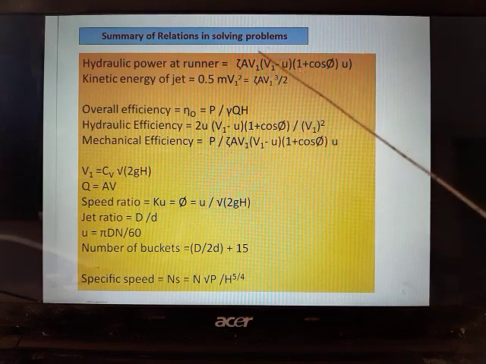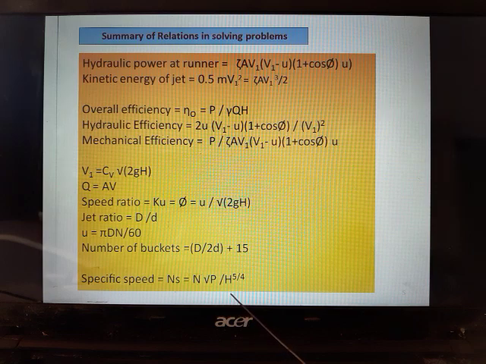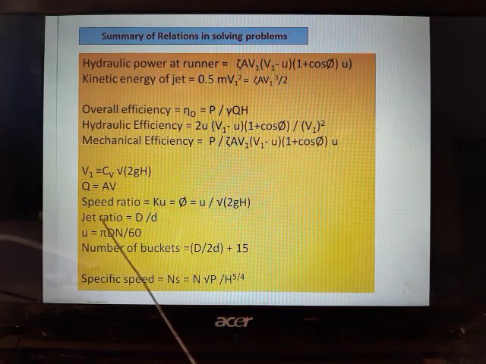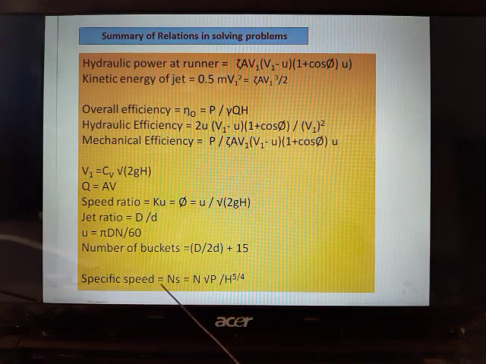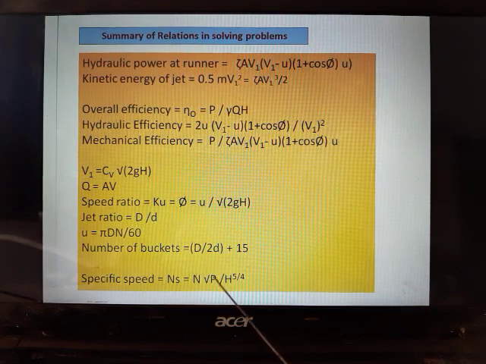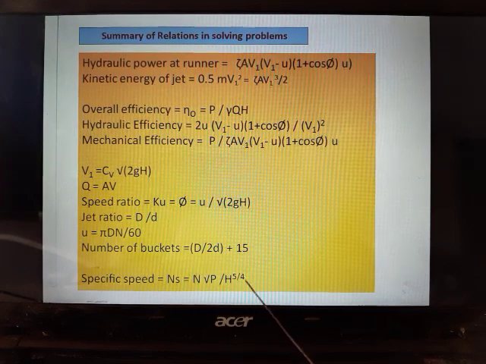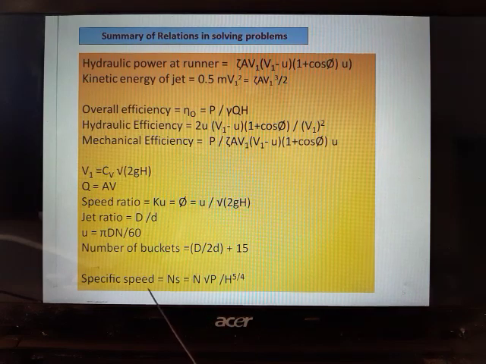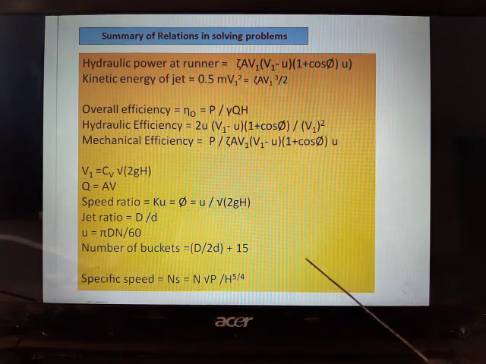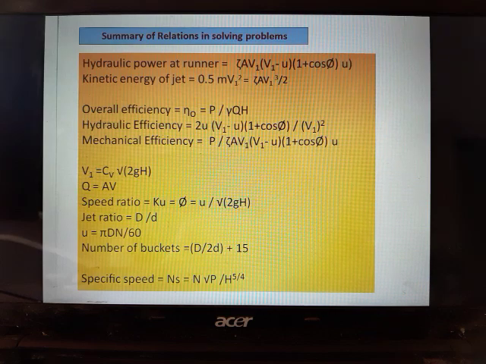Nothing new as such, but they are arranged in the fashion that is required. The new ones are here. We have speed ratio, which we have already seen. Jet ratio is D by d. Specific speed Ns is equal to N root P divided by H raised to 5 by 4. What is specific speed, how it is calculated, or what is the meaning, we'll discuss later. But now we'll go ahead with numerical problems.